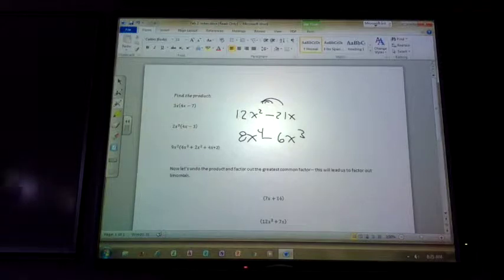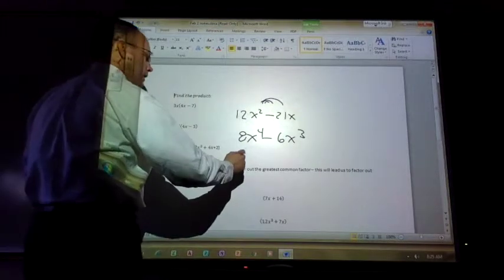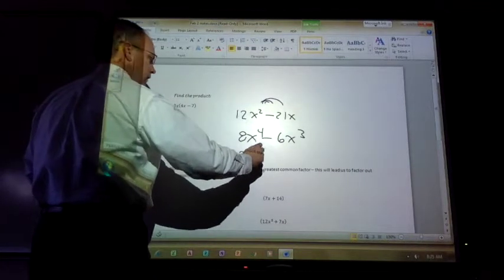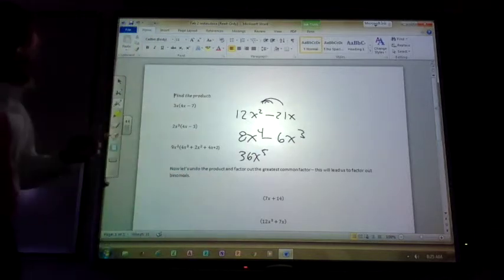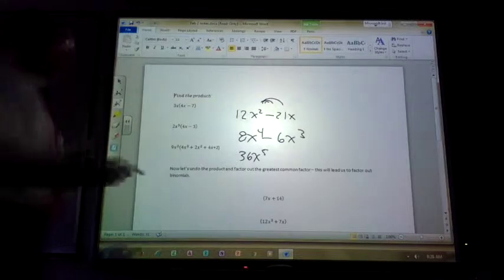I'm going to multiply 9x squared just times the first term, or do I multiply it times the other terms? Others, okay. So what is 9x squared times 4x to the third? 36x to the fifth. I like it. And what is 9x squared times 2x squared? 18x to the fourth. Good.